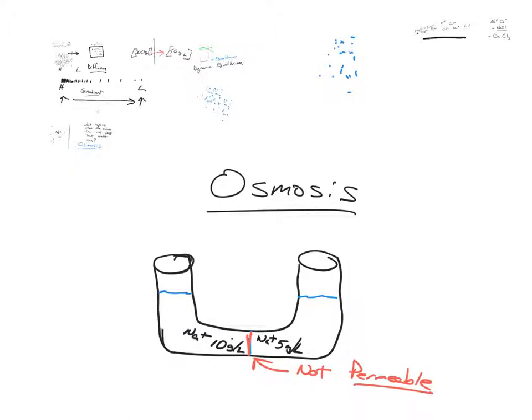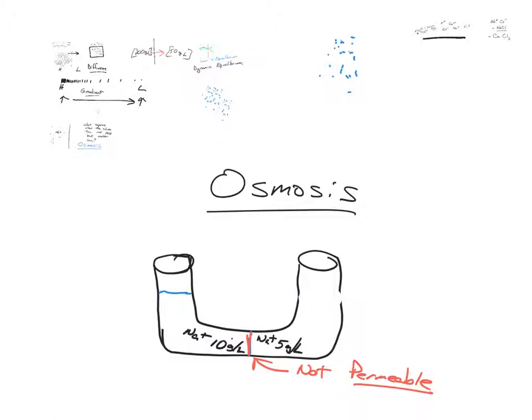You don't have to figure out what the number is. It's going to move from left to right until you get dynamic equilibrium. There's going to be movement in both directions, but net movement will be towards the right. We get that. But if it's not permeable, then the weirdest thing is going to happen. I think it's weird. I don't know if you think it's weird.